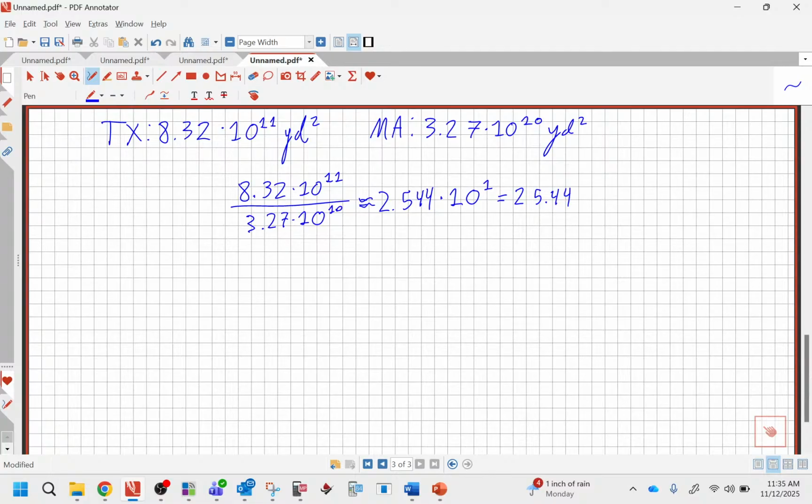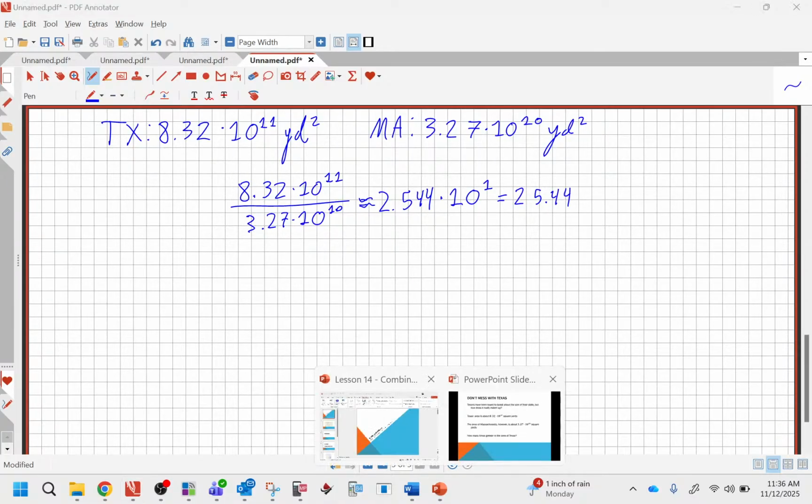I just used my calculator and put in parentheses 8.32 times 10 to the 11th and then divided by 3.27 times 10 to the 10th. Perfect. I actually think that it's a little easier doing it this way, but that's okay. I'm not going to tell you how to do it. If you got something that works for you, you're good to go.